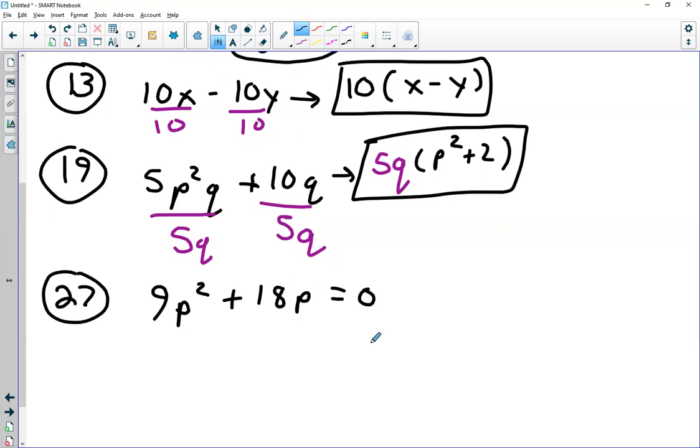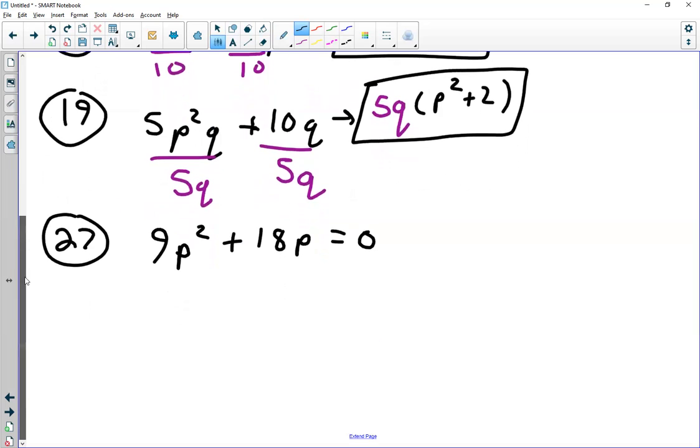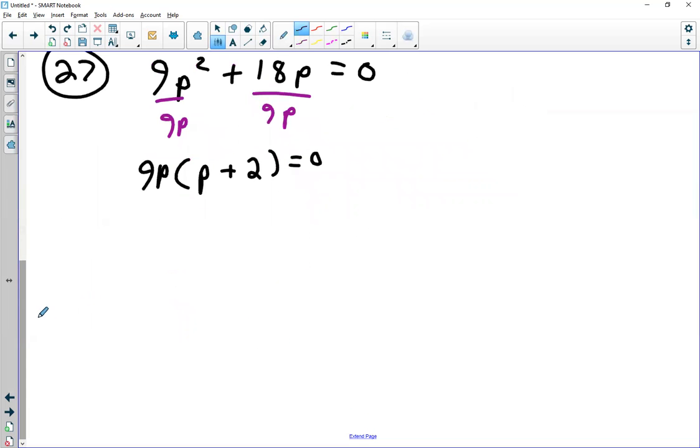Remember, our rule is two things multiplied could give us 0. Two things multiplied give you 0. Two things added doesn't necessarily always give you 0, like if they're the same number. So what we need to do is factor out what's in common. The biggest number is 9, and in terms of letters, p. So it's going to be 9p on the outside. On the inside, p plus 2. Still equals 0.